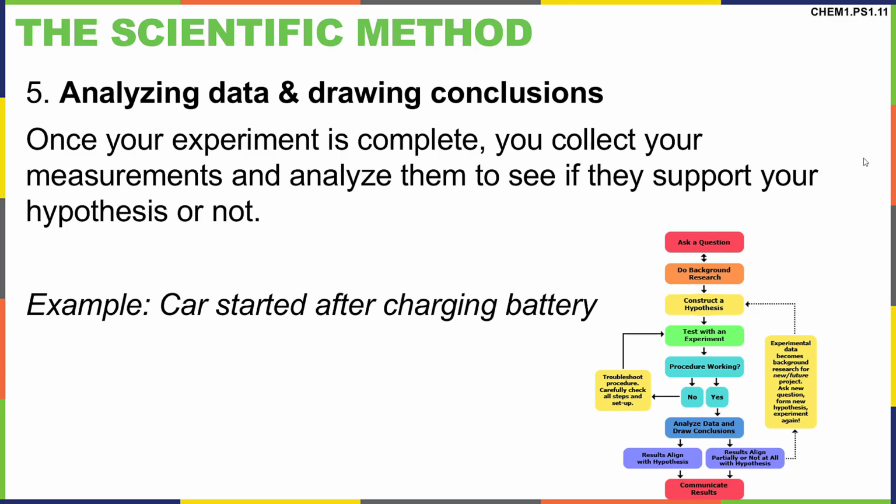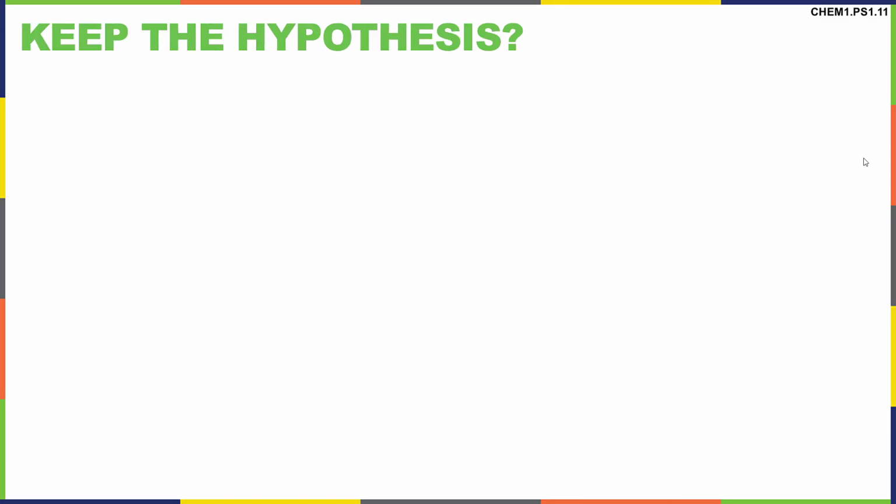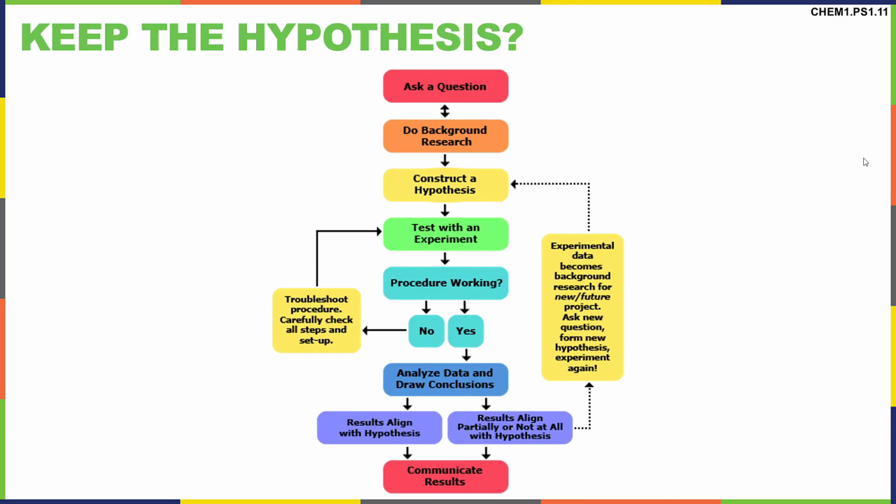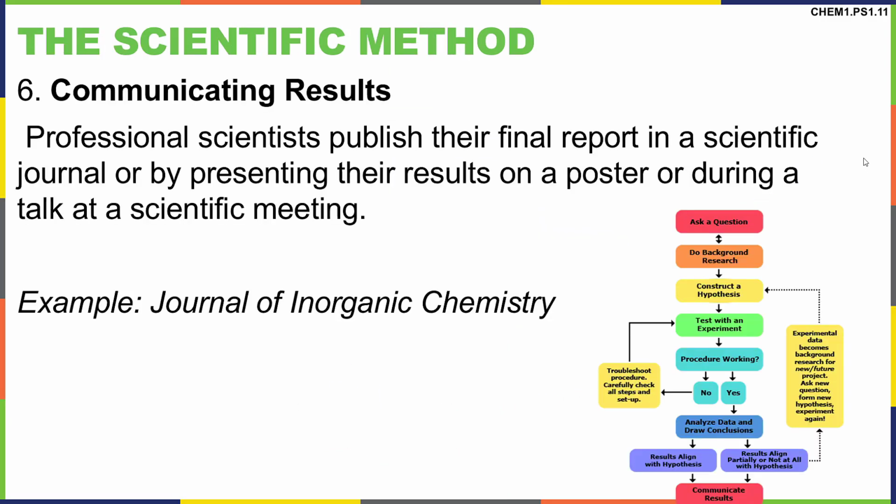But again, as you see here, if your procedure works, and when you analyze and draw conclusions, if your results do not align with the hypothesis or only partially align with the hypothesis, you start back over. You form a new hypothesis. All right? And this is all common sense for the most part. It's just in graphical form. All right.